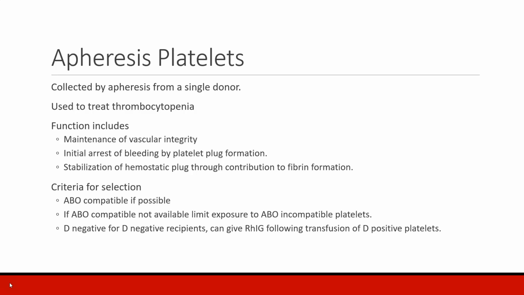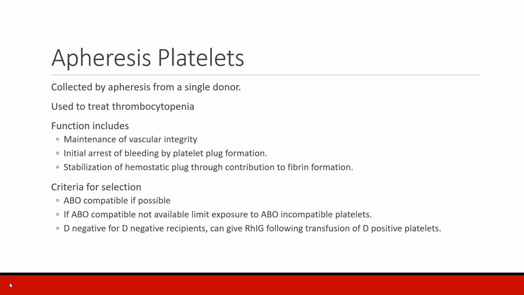For example, we used to give 2 Group O apheresis platelets to a non-Group O, but once we exceeded that limit within a certain time period, we would wait for ABO compatible, because our concern was the quantity of ABO antibodies present could cause hemolysis.